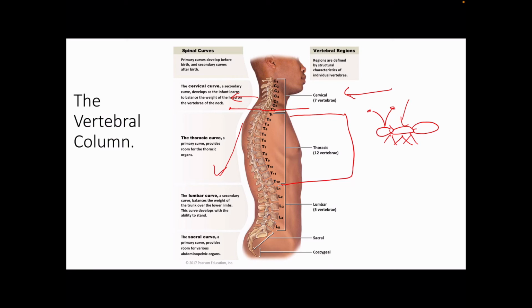Okay, so the next set of vertebrae is only 5. But have you ever heard somebody say, oh, my lumbars, I've got to get a lumbar pillow, my lower back? L, lumbar. Yeah, so that's them.